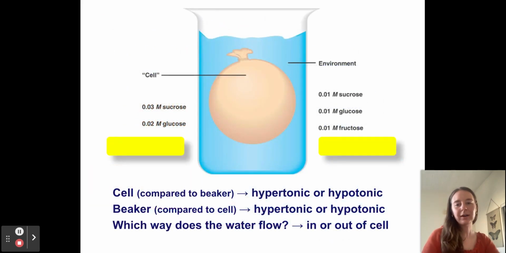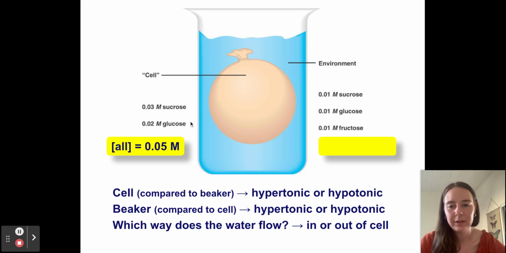Okay. All right, so let's do some practice. Let's say we take this sample cell. It's not really a cell, but it's kind of like our image that we're using. And let's put it in an environment, and let's add some sugar to the environment, or some carbohydrates. So we're going to take a look inside the cell.